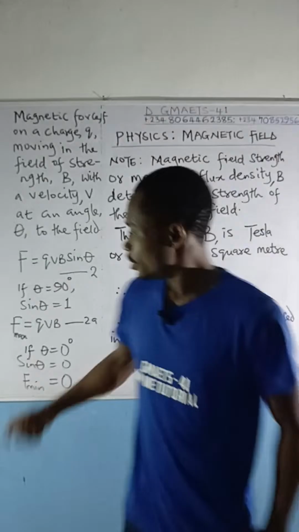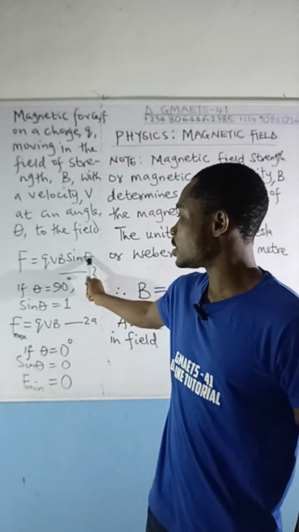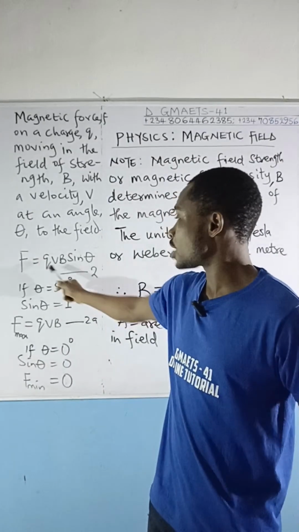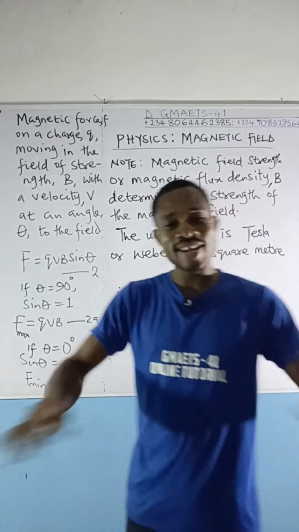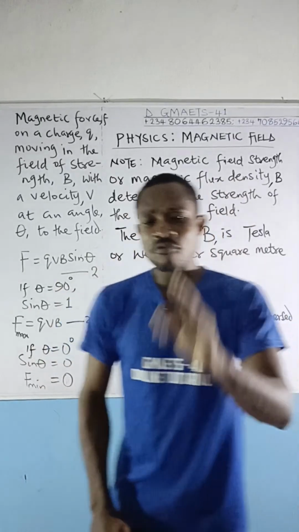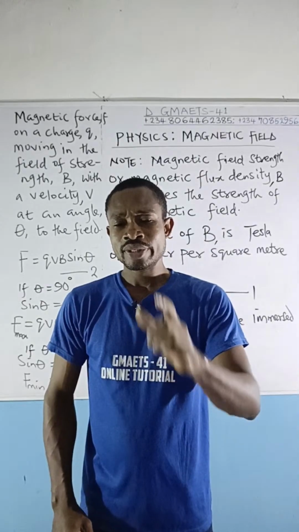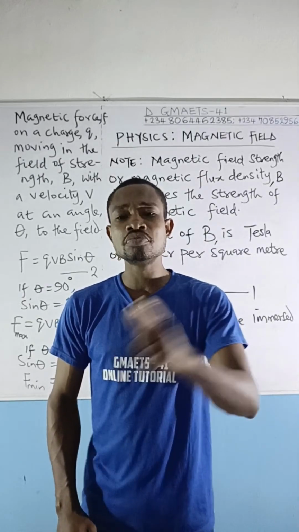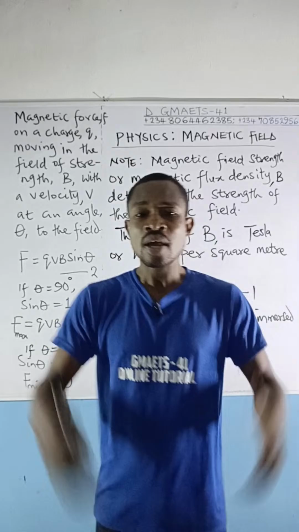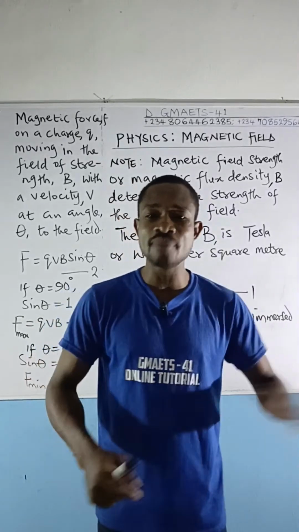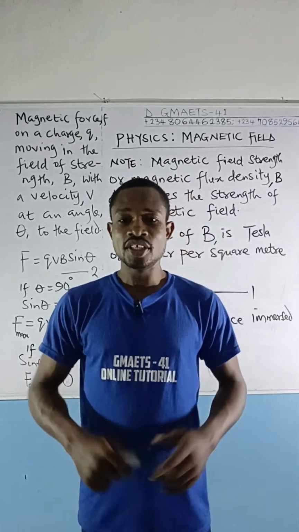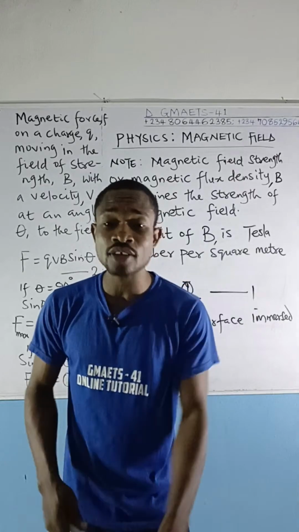You know why? Fix 0 here. You have sine 0, which is 0. 0 times QVB will give you 0. And that is the least force. For the angle theta, for the charge to move at an angle of 0 degrees means that the charge is moving in the same direction as the field. The charge is moving parallel to the field.